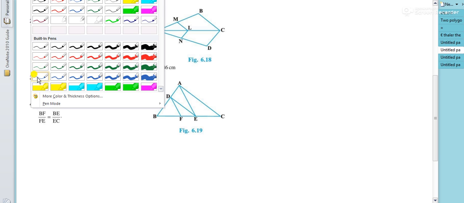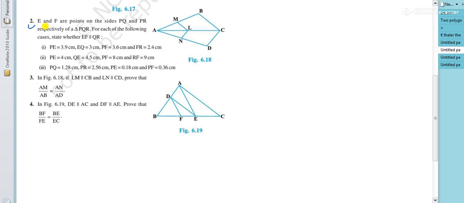So in the second question, what have they given? See, E and F are points on sides PQ and PR respectively of a triangle PQR. So imagine there is a triangle PQR like this. E and F are points on PQ and PR respectively. So E is on PQ and F is on PR. Now they are the points on sides PQ and PR respectively of triangle PQR.